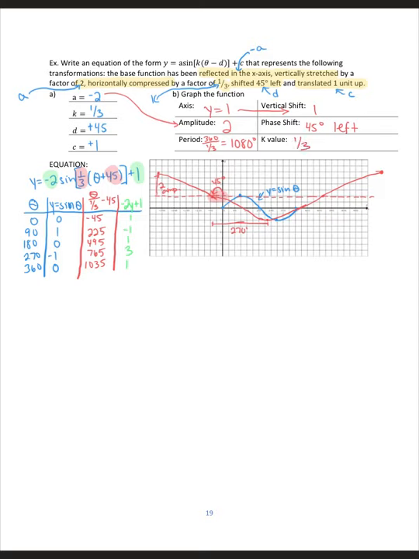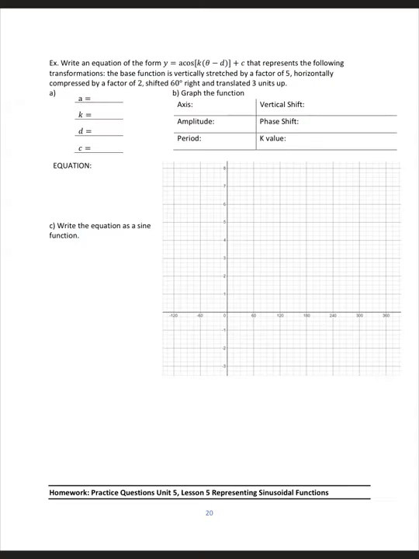So you can see how using the graph, or just by once you identify those variables, A, K, D, and C, you can identify some of those properties on the graph. Okay, we're going to try one more for today.